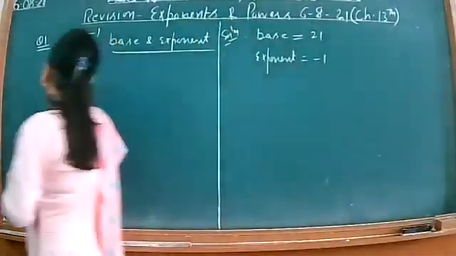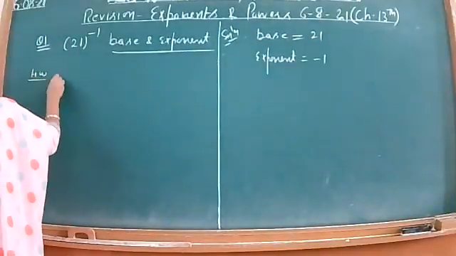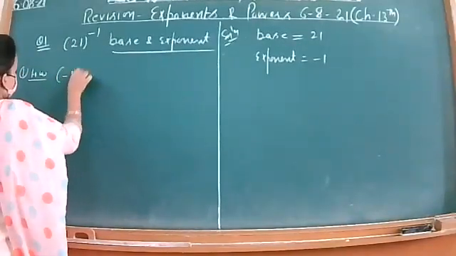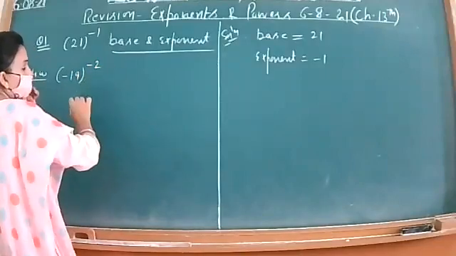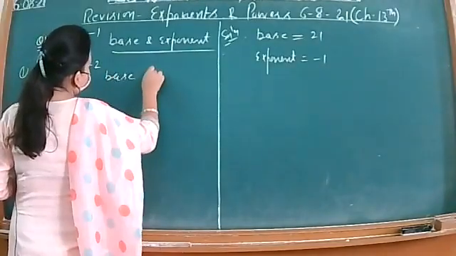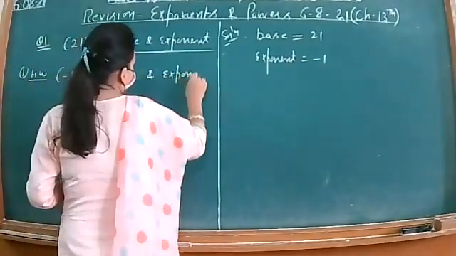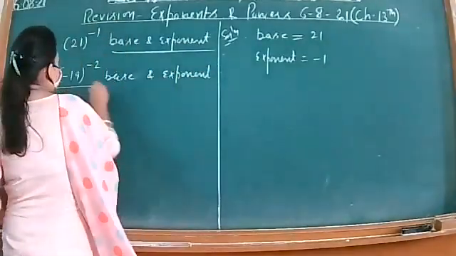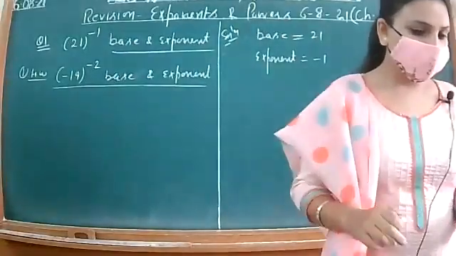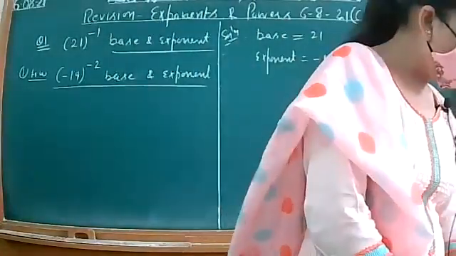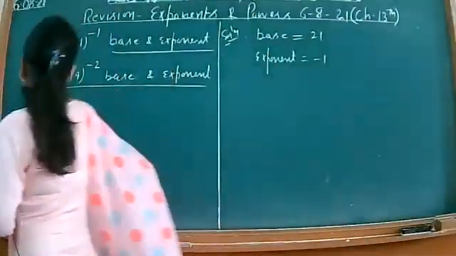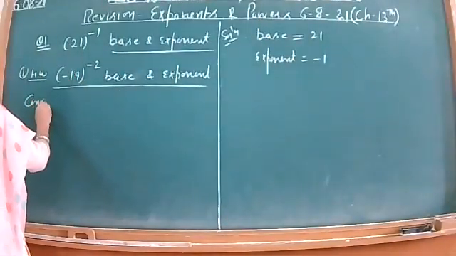So one homework you note down. Homework number 1. The number is minus 19 raised to power minus 2. Write its base and exponent. Right? This you will do as homework. Chaliye.